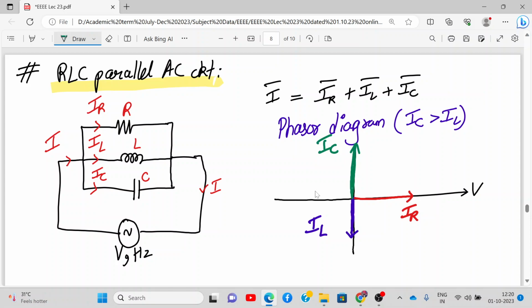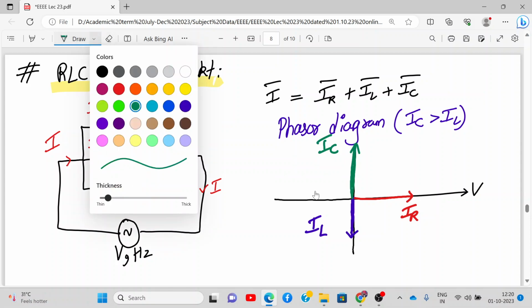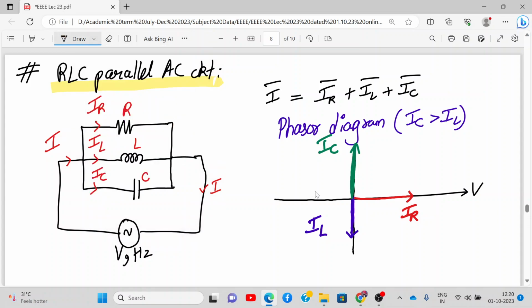So what is IC minus IL? Where is IC minus IL? Can you tell me? This is this quantity over here. This is IC minus IL, this small one. This will be IC minus IL. The difference between IC and IL is IC minus IL.